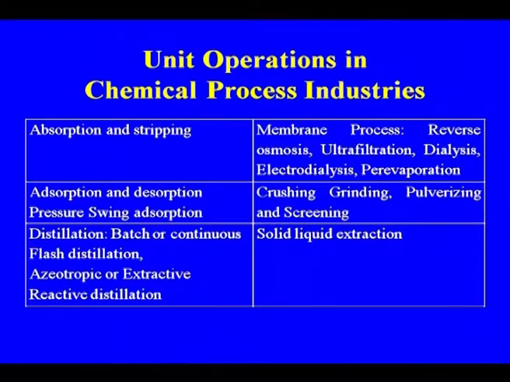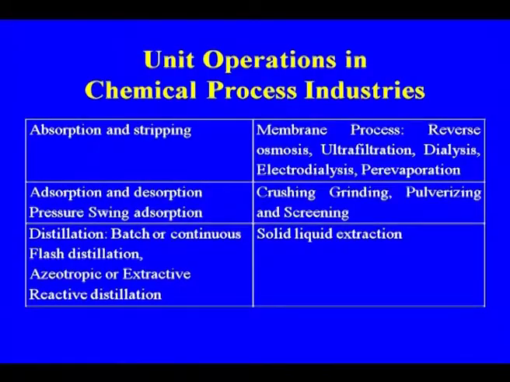Membrane process, although membrane or filtration was used from the very beginning, the real development came with the problem of purification of sea water, how to get drinking water or processed water from sea water. So the major development was because of that. Now the various types of membrane processes that have been developed are reverse osmosis, ultrafiltration, dialysis, electrodialysis, pervaporation, and all those processes are being used.